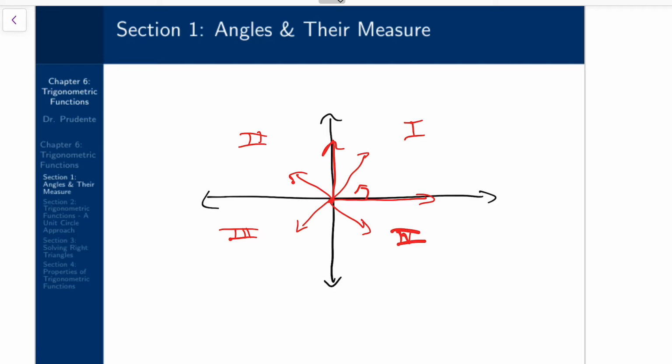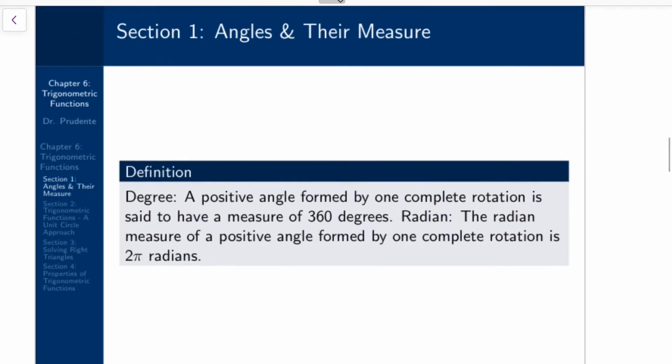But how do we measure these angles? What we need is something called degrees or radians, right? A positive angle formed by one complete rotation will be measured in degrees as 360 degrees. Radians will be a complete positive angle formed, and one complete rotation is what we're going to call 2 pi radians.